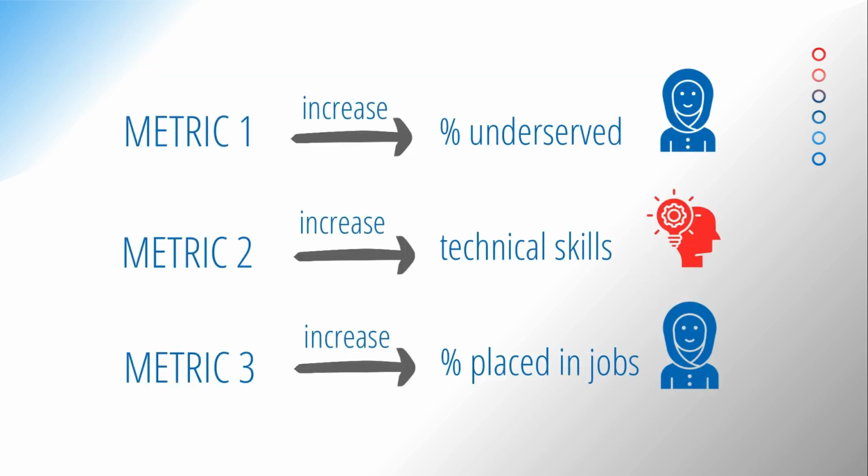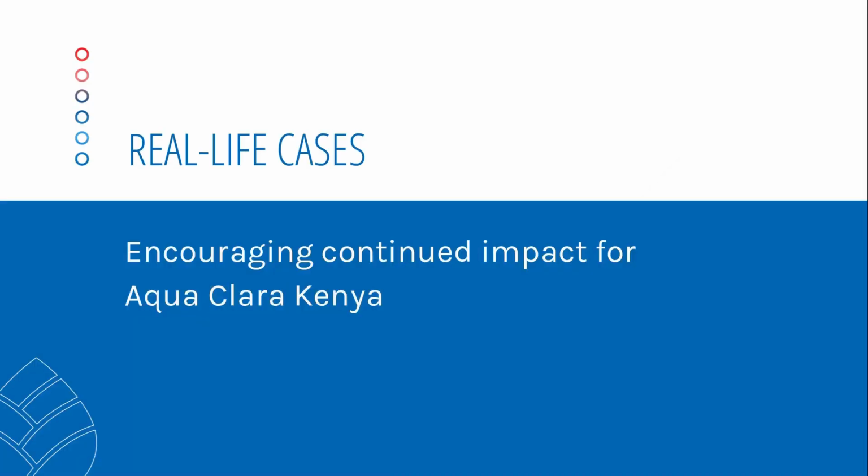To incentivize the enterprise for empowering female youth, 3 sync metrics were agreed. 1. Increasing the proportion of underserved female youth graduating from Sprints' courses. 2. Increasing the technical proficiency of learners. And 3. Increasing the proportion of female youth placed in jobs. After Sprints, let's look at use case number 4 in action.